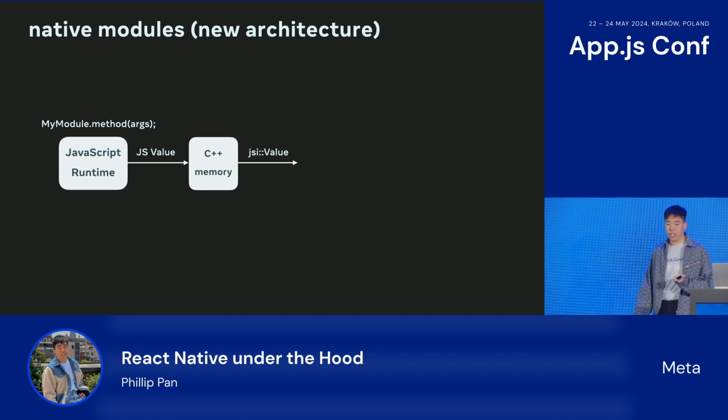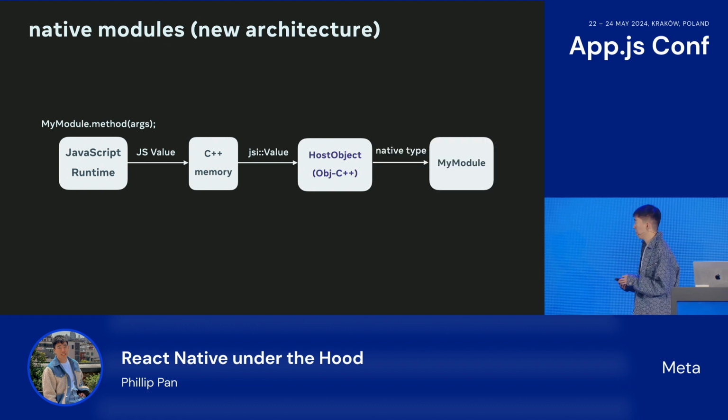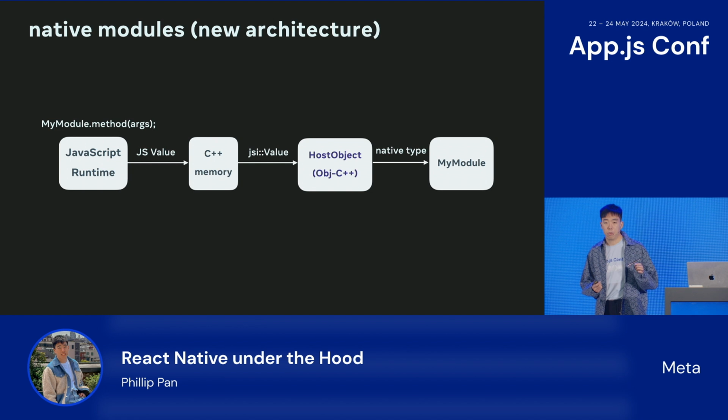In the new architecture for native modules, also known as TurboModules, we do things a little bit differently. Instead of using a host function, we used a host object. This example is iOS specific. We can leverage the toll-free C++ bridging in Objective-C, Objective-C++, and go directly from JSI value to the native type. This improves method invocation performance because we can save a deserialization pass.